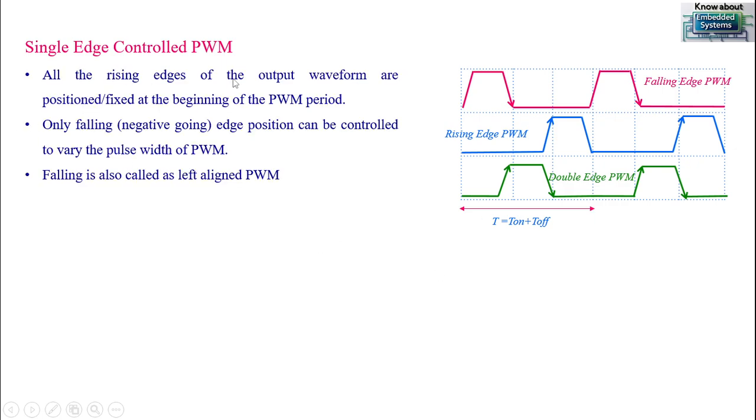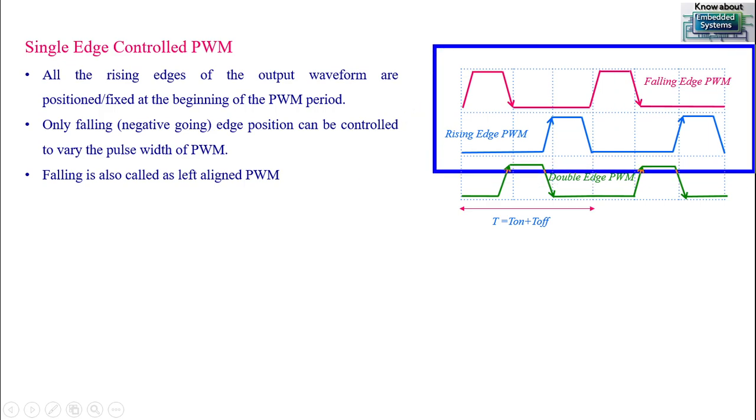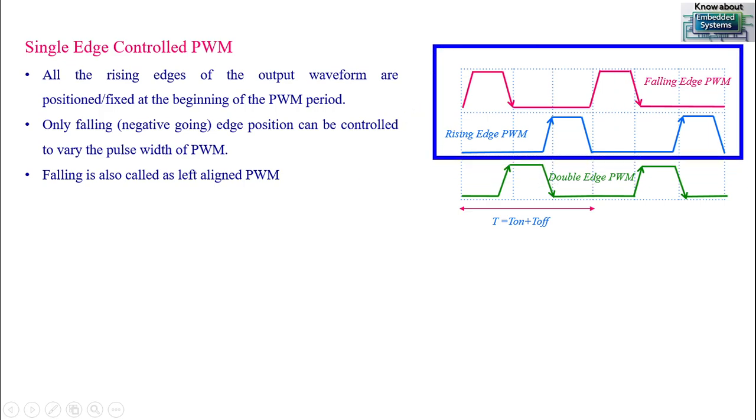So what do you mean by single edge? Single edge PWM means we are able to control any one of the edges. The first two you are seeing are examples of single edge. Single edge means you can see the arrow here. The PWM signal can be controlled either on a falling edge or on the rising edge. Here we are controlling pulse width either on a rising edge or on a falling edge. This type of circuit is called single edge PWM.